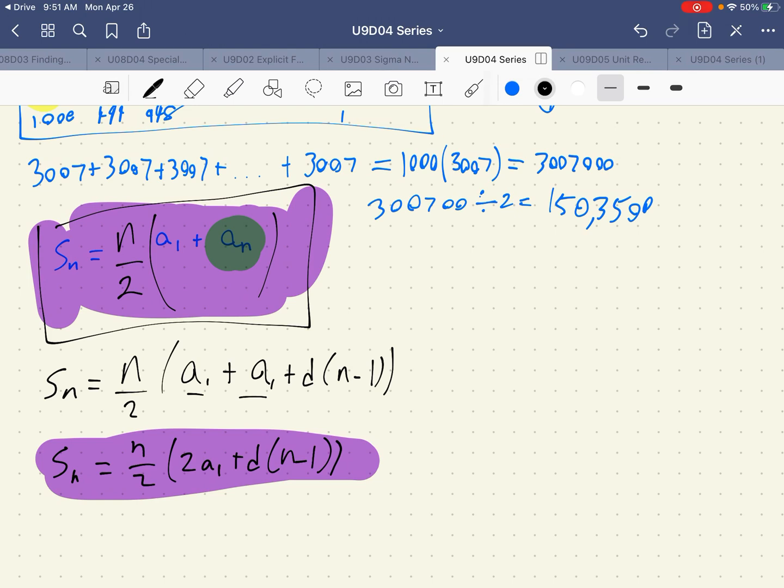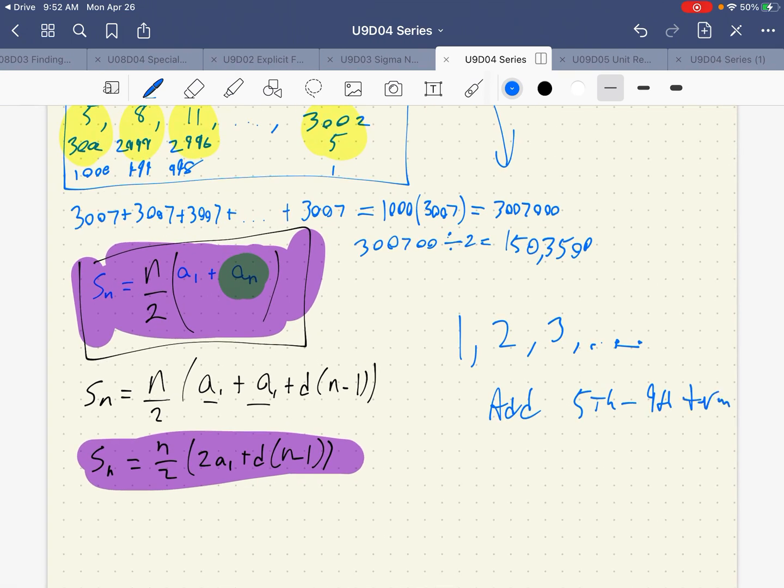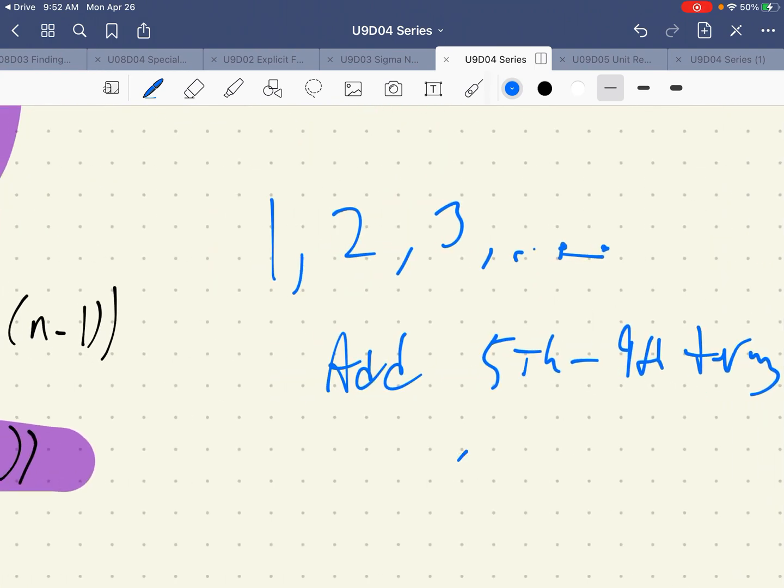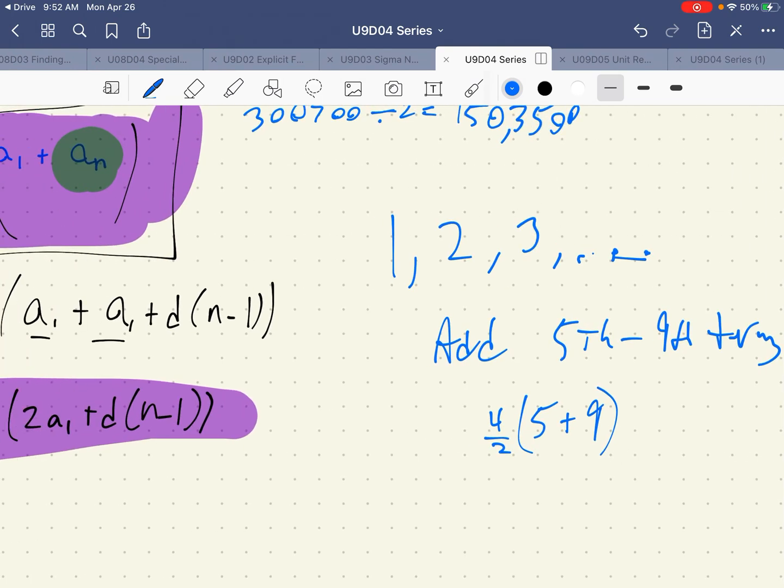You can also use this to find the sum of a portion of terms in a sequence. So if I give you this sequence, 1, 2, 3, very obvious, easy one, and I told you to add the 5th through 9th terms, we can do that as well. It would be our first term, which is 5, plus our last term, which is 9, multiplied by the number of terms we added, which is 4, all divided by 2. So the sum of 5 through 9 would be 14 times 2, which would be 28.